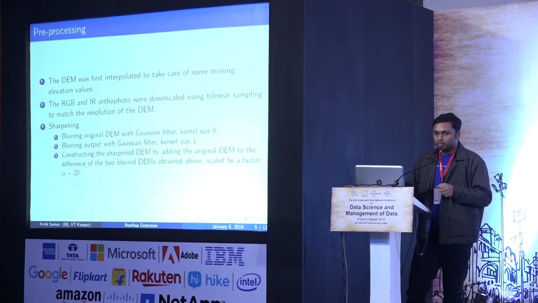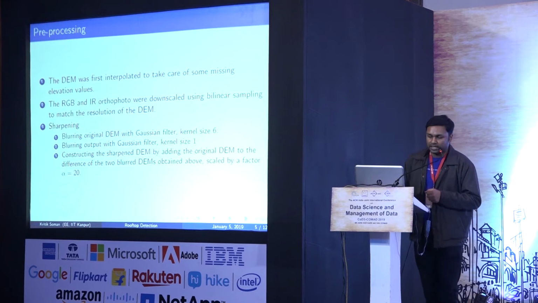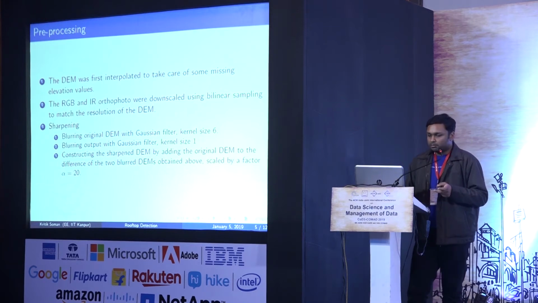So we began with the pre-processing steps of interpolating to take care of missing values, and we downscaled the RGB, the depth, and the IR to bring it to the same scale, which was the scale of the DEM that we knew, because in the dataset that they had provided, 5 centimeters is 1 pixel. So we brought everything to the same scale. We started to apply some sharpening operations. We blurred the original DEM with a Gaussian filter. We blurred the output again with another Gaussian filter, and we sharpened the resulting DEM by adding the original DEM and the difference of the two blurred images to essentially sharpen the edges.